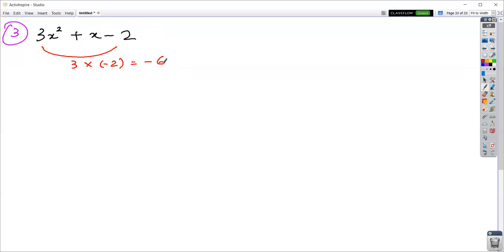Because you're getting a product to be a negative number, it means of the two terms which you're going to choose, one should be a positive number, another should be a negative number. Now we're going to look at the multiples of 6.